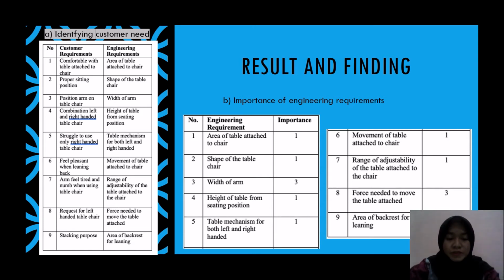Width of arm is the part of the chair for the user to keep their arm comfortably. Next, the backrest part of the chair for the user leaning back is the most important part. After that, the force needed to move the attached table is for the mechanism to adjust the armrest of the chair to the left or right side.